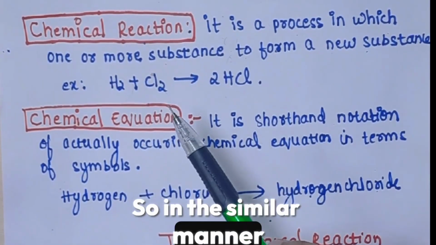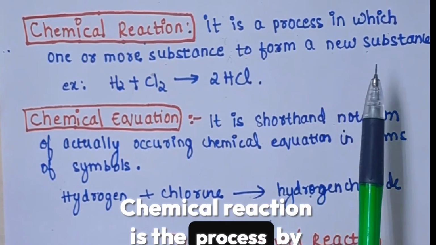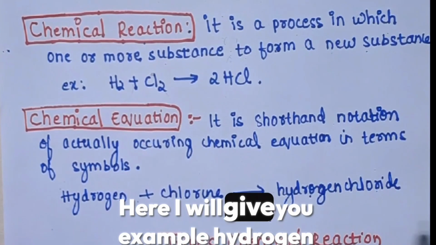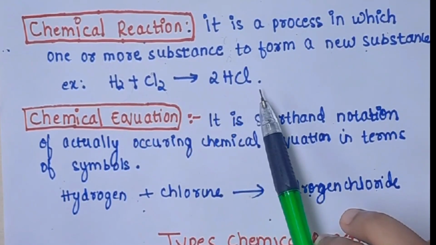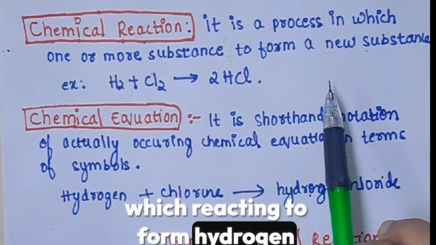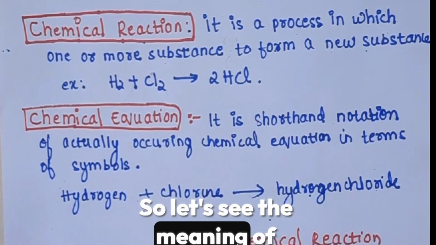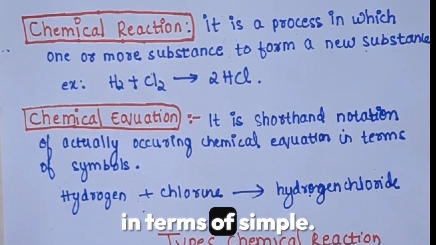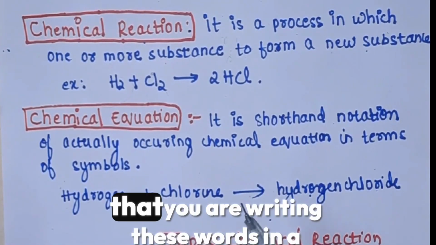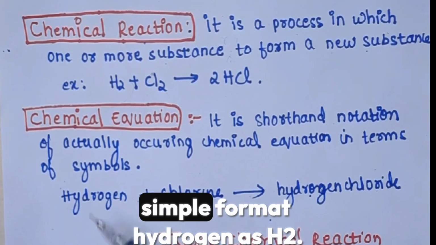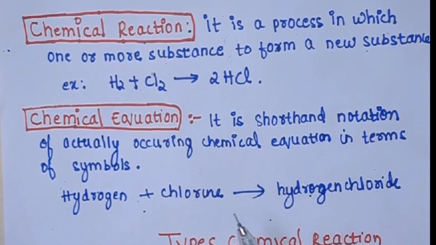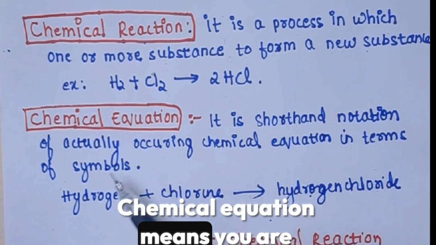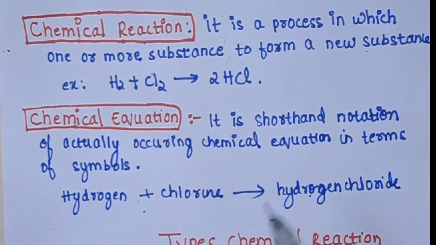In a similar manner, a chemical reaction is the process by which one or more substances react to form a new substance. Here I will give you an example. Hydrogen and chlorine react to form hydrogen chloride. So let's see the meaning of chemical equation. It is a shorthand notation of an actually occurring chemical reaction in terms of symbols. It means that you are writing these words in a simple format. Hydrogen as H2, chlorine as Cl2 and hydrogen chloride as HCl. Chemical equation means you are writing these words in the form of symbols.